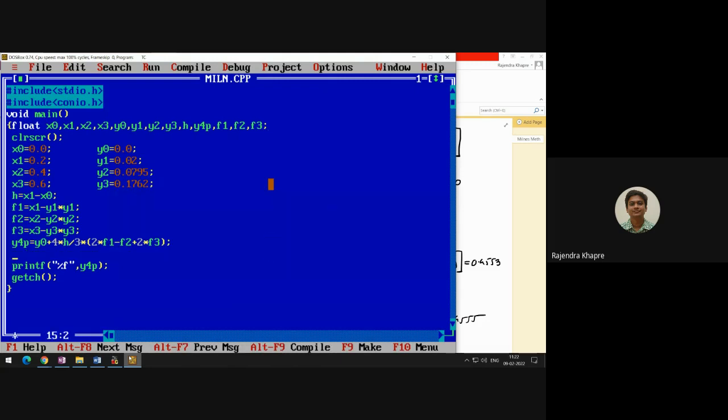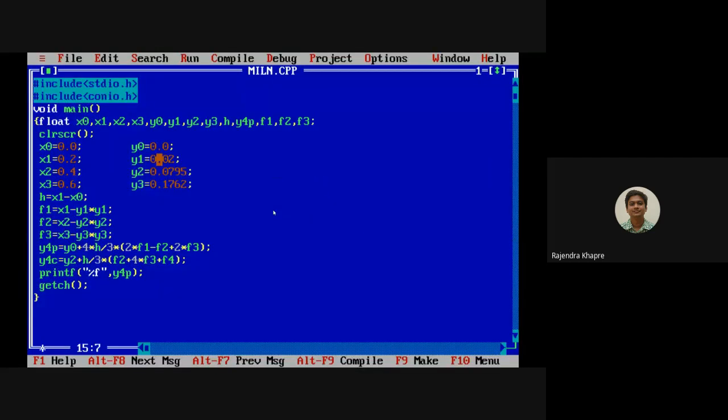For correction we are using one more variable, that is y4 corrected equals to. Can somebody tell me, this is I think y2 plus h divided by 3 multiplied by f2 plus 4 into f3 plus f4. Here you see the value of y2 is already defined. y2 is over here. As far as h is concerned, we have calculated h over here also. And f2 we have calculated over here, and f3 we have calculated over here.